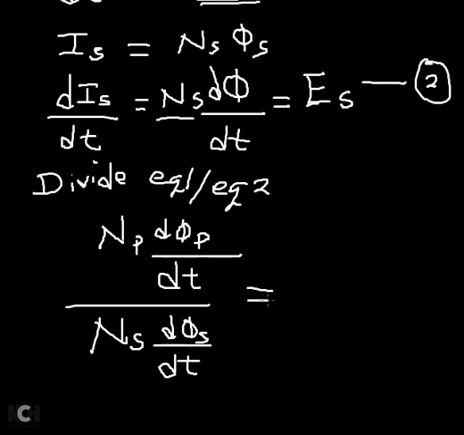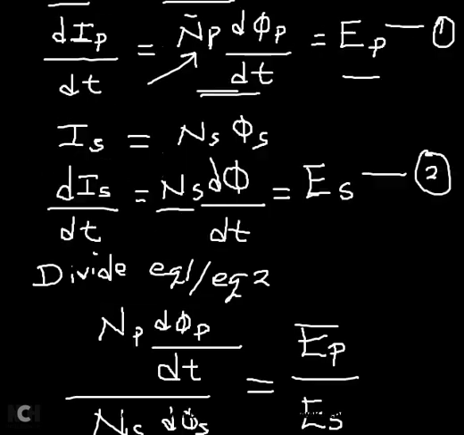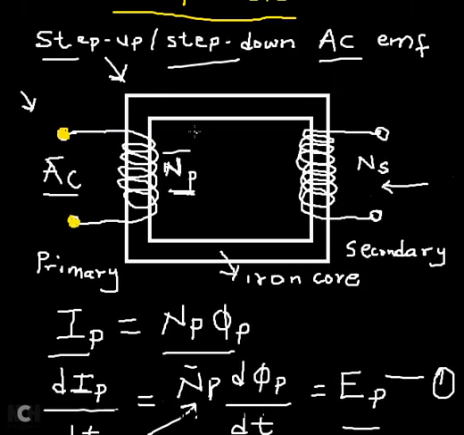So it's equal to the EMF of the primary, that's the right hand side, divided by the EMF of the secondary. I already told you that the flux that is generated in any of these coils is being transferred because this transformer is being coupled.